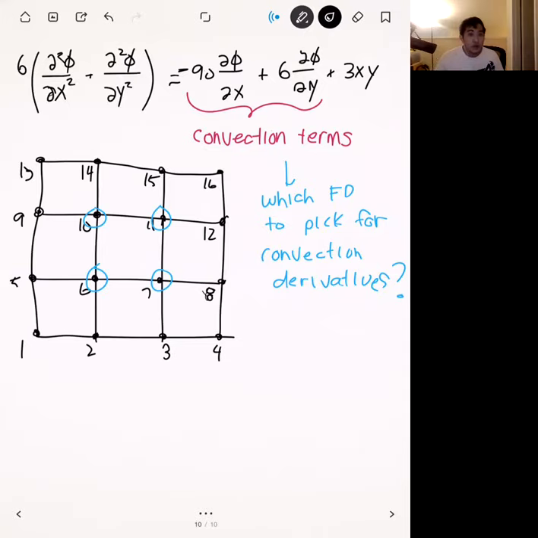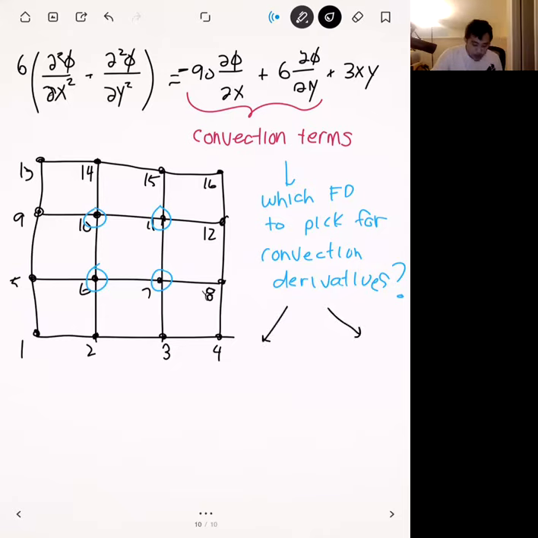But for the convection terms, remember, convection as a process means the active transport of a material through a fluid field. There's basically a fluid, be it air or water, that's actively pushing the quantity phi throughout our domain. Because of that, the system can sometimes be unstable if we pick a central difference scheme.